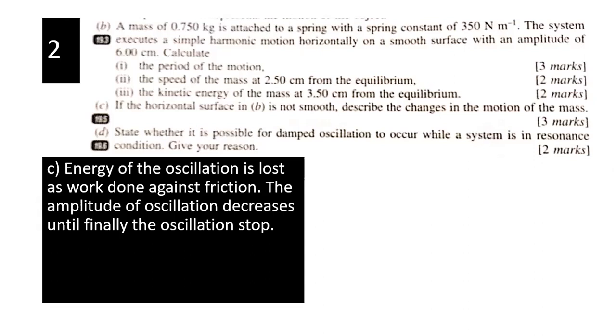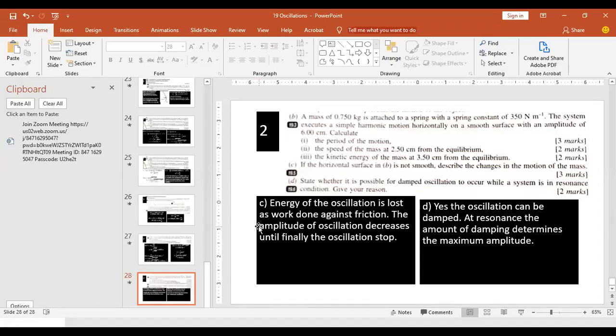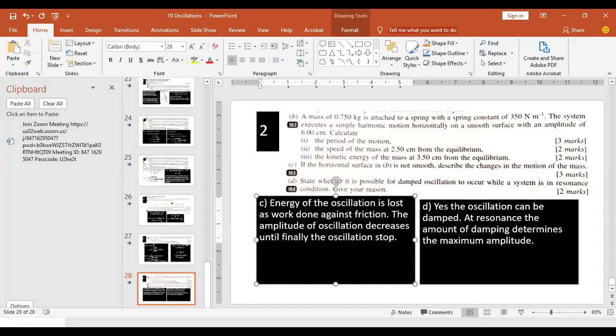State whether it is possible for the damped oscillation to occur while the system is in resonance. Give your reason. Not possible, because the system oscillates with maximum amplitude and the amplitude is constant.